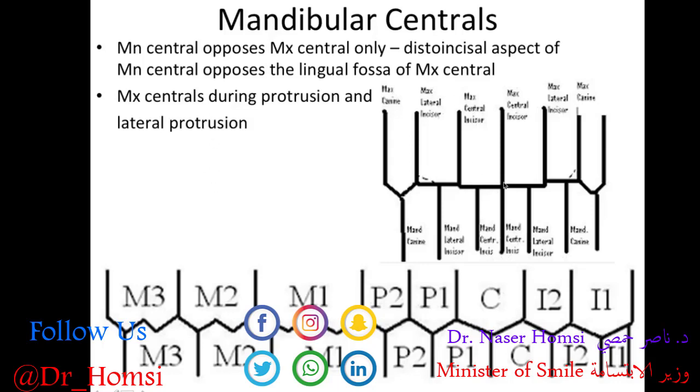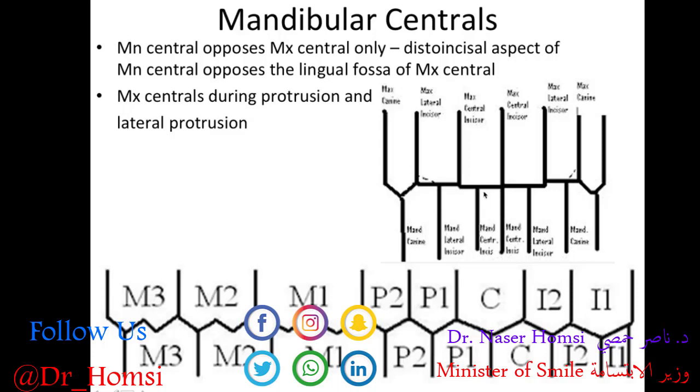Okay, so earlier I mentioned this picture is kind of helpful for answering some of the questions, specifically the ones on the central incisors, laterals, and canines. So the mandibular central opposes the maxillary central only, okay? And which aspect, though? So if we come up here, here's the mandibular central incisor. You see it's only occluding with the maxillary central incisor. And this central is going to be occluding with the disto-incisal aspect.